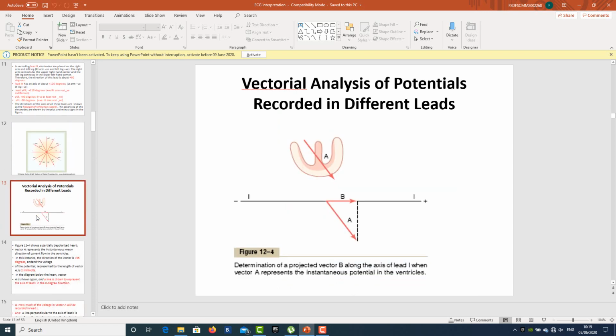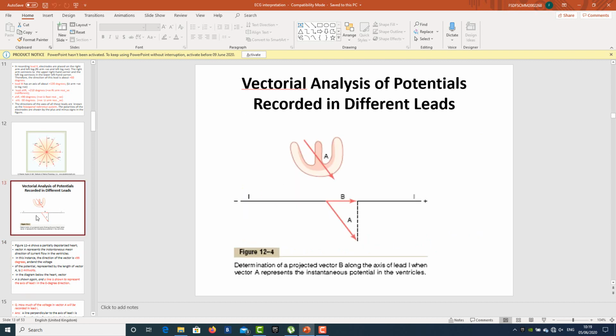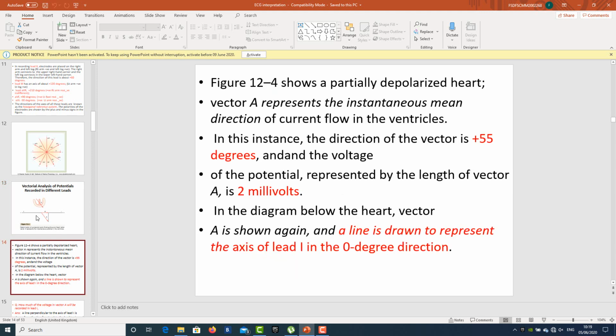Again, the vectorial analysis of potentials recorded in different leads. Now, the previous figure actually shows a partially depolarized heart. The vector A represents the instantaneous mean direction of current flow in the ventricles. In this instance, the direction of the vector is plus 55 degrees, and the voltage of potential is represented by the length of the vector, which is 2 millivolts.